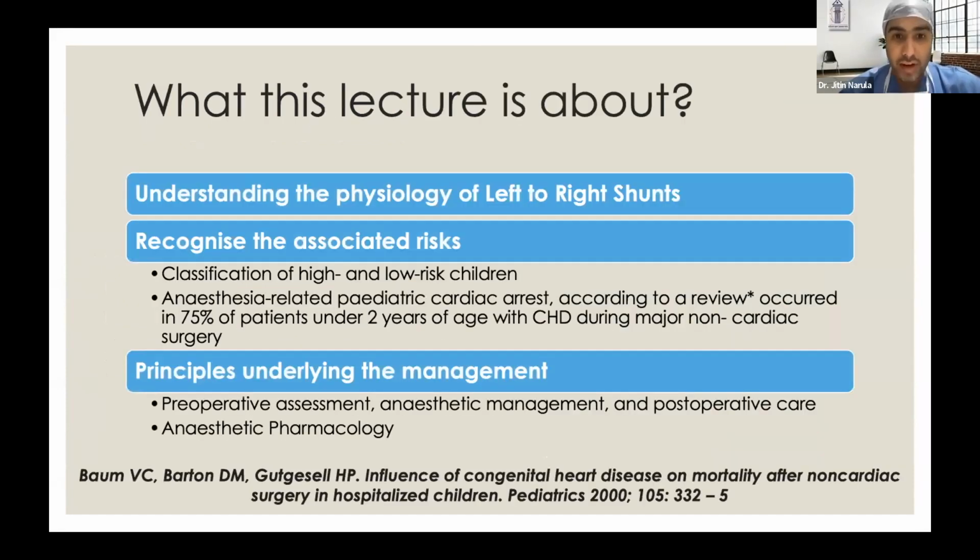So this lecture is about understanding the physiology of left to right shunts, recognizing the associated risk, and stratifying these patients into high and low risk, because anesthesia-related pediatric cardiac arrest and morbidities, according to a recently published review, occur in almost 75% of patients under 2 years of age who are undergoing major non-cardiac surgeries.